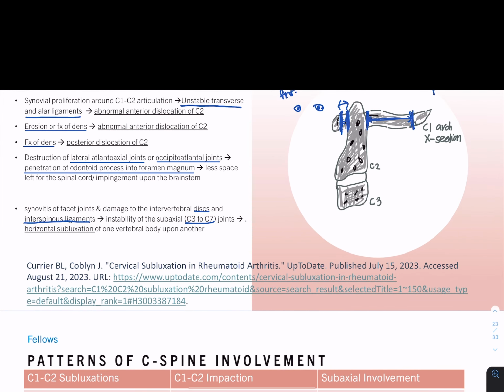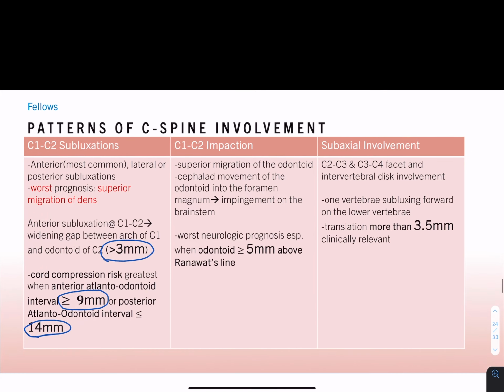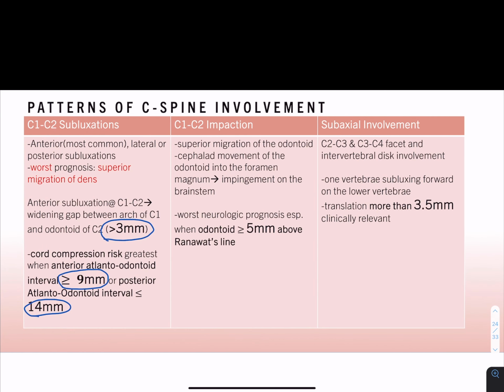C1 to impaction. It's just another name used for superior migration of the dens. The worst neurologic prognosis expected here, especially when the odontoid is above the Redlund-Johnell line by 5 millimeters or more. Subaxial involvement can lead to translation or subluxation of one vertebra over the lower vertebra, and clinical relevance is shown here when the translation is more than 3.5 millimeters.